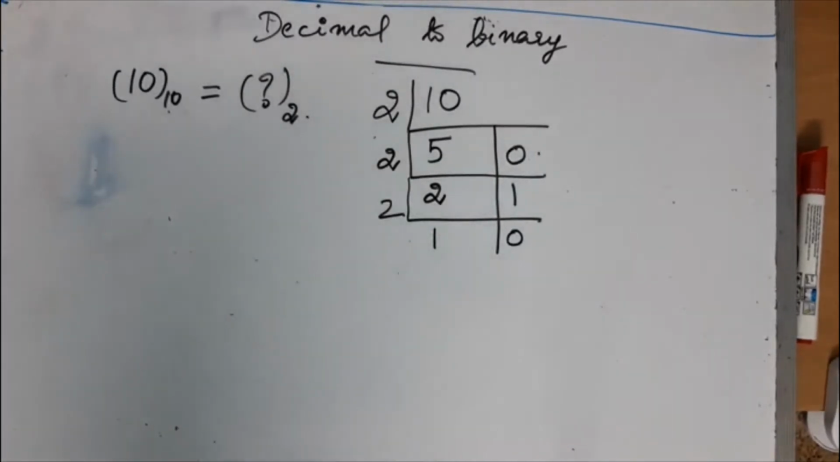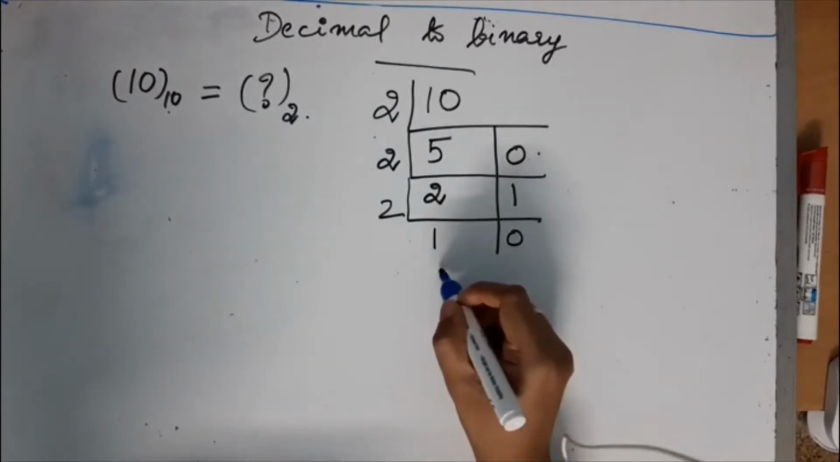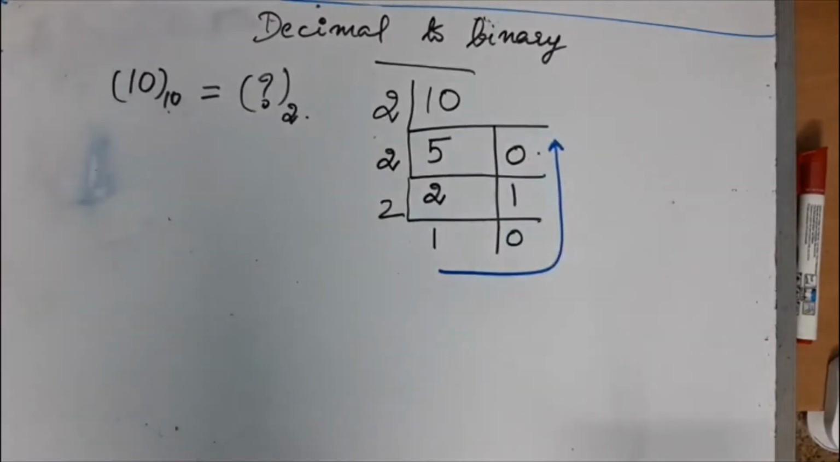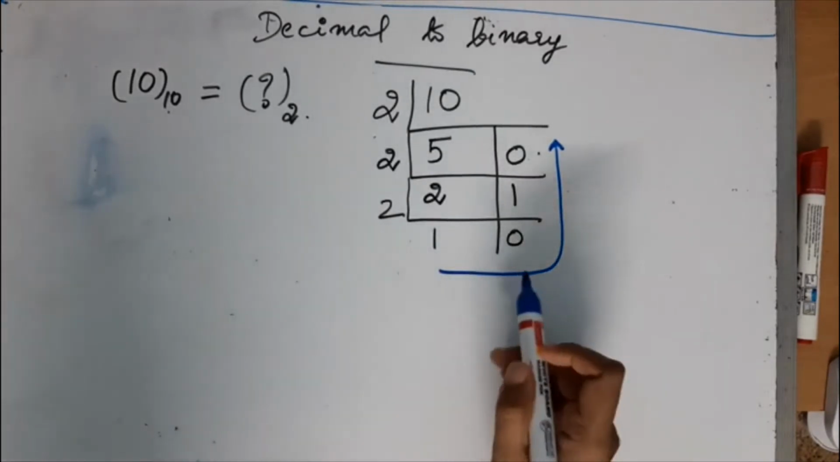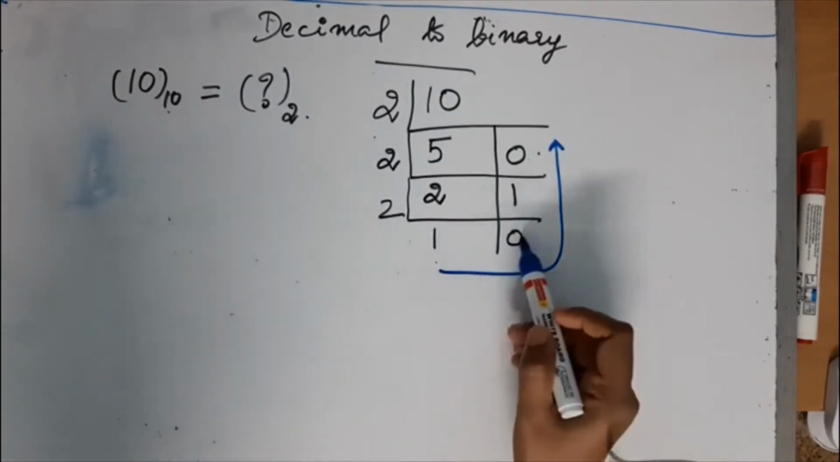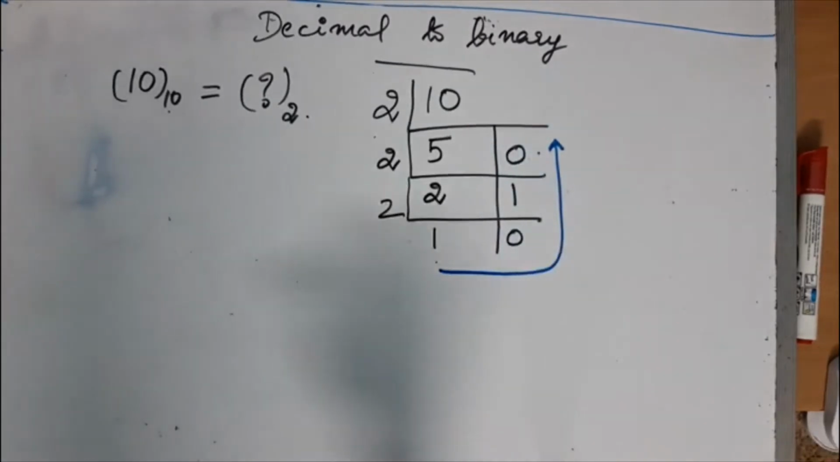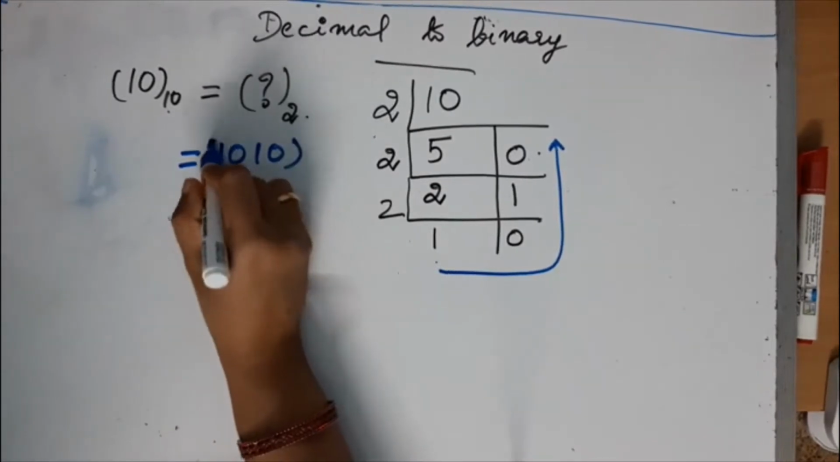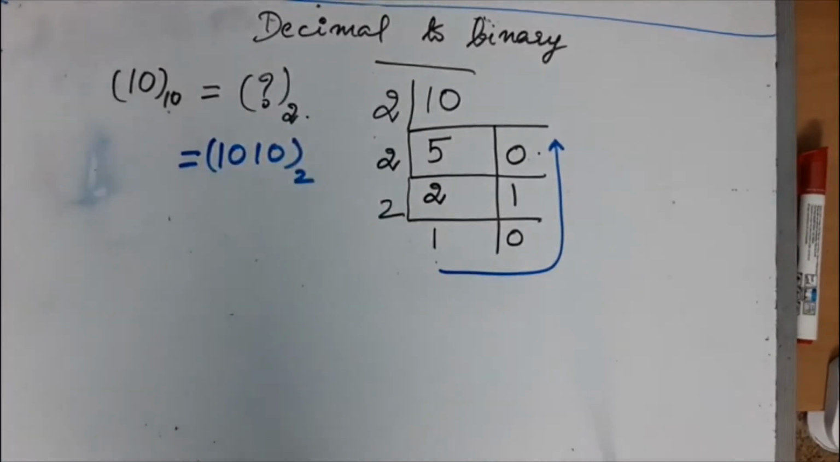Now after this, what we will do is we will write from here to up. Don't forget the direction we will be writing. In this case it is 1 0 1 0. So the answer will be 1 0 1 0 to the base 2. So 10 in decimal is equal to 1010 to the base 2.